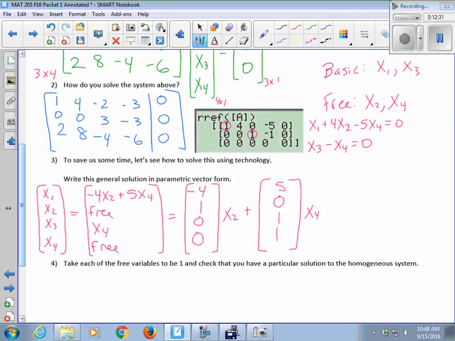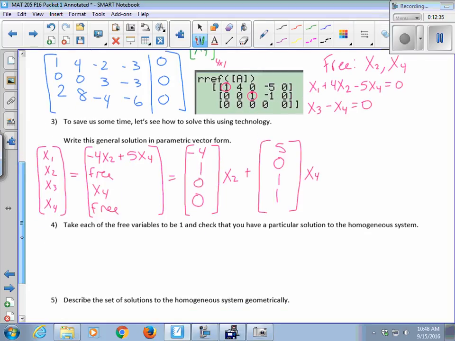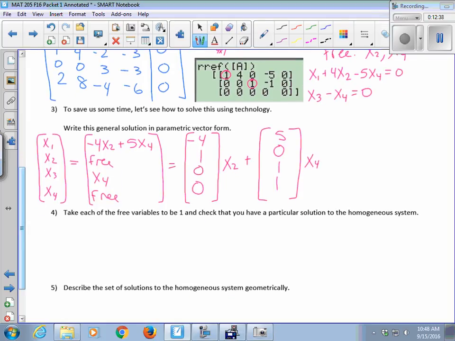Can you explain again for the free? Okay, yeah. So in the x2 position, x2 is free, right? So instead of writing the word free, we're just going to write an x2. And instead of saying x4 is free, we're just writing x4. It's itself, yeah. It's whatever you choose it to be, yeah.